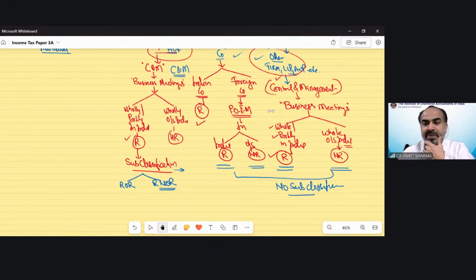Sridhar is asking about POEM, business meeting. No, POEM has a separate detailed explanation with multiple conditions and situations. POEM is in the final level, so that's a good thing for you. In the question, it would be given. If the question relates to a company, a foreign company, they will mention whether the POEM is in India or not. You need not understand the concept of POEM at the intermediate level. Okay, Mr. Sridhar?